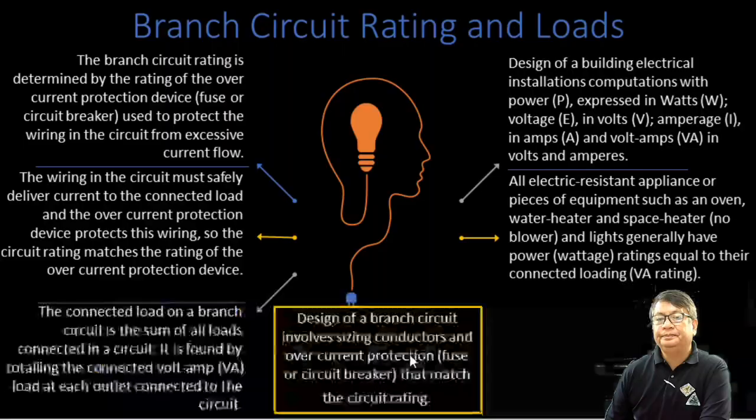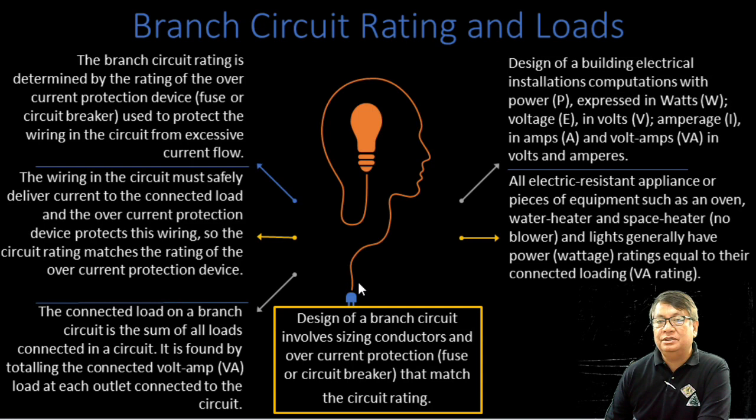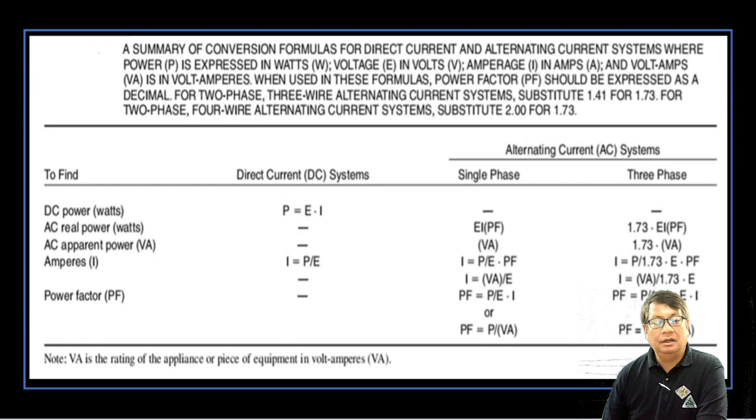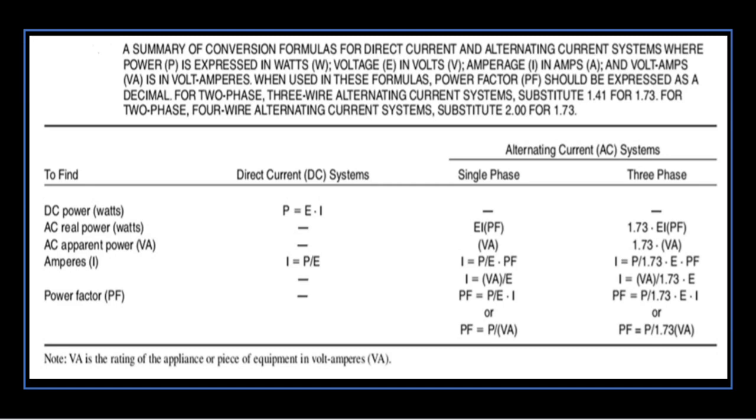Okay, so ito po yung go over with this one, branch circuit ratings and loads. This is important also. By the way, ito po yung mga summarized formula that might help us in the computations, for example, determining power, voltage, current. For single phase of the alternating current, so we have here the single phase alternating current system. We have the three phase, so meron po tayong mga formula dito. To solve for the direct current, we have also to determine some of these parameters, like the DC power, the alternating current real power, and the apparent power and the current and the power factor itself. So try to use this summarized table here.